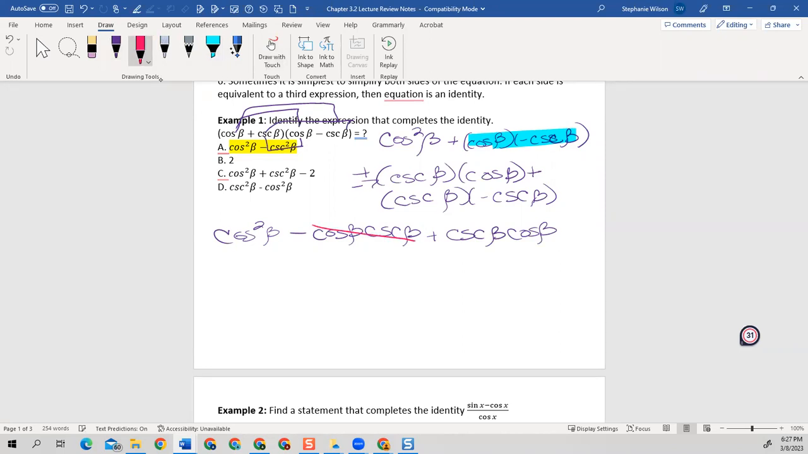This is like saying you're in the hole $1, and you actually had $1 and you turn around and spent it. You're not in the hole. I'm sorry, it just goes to 0. That's 0.